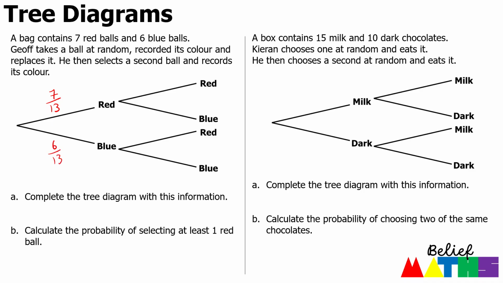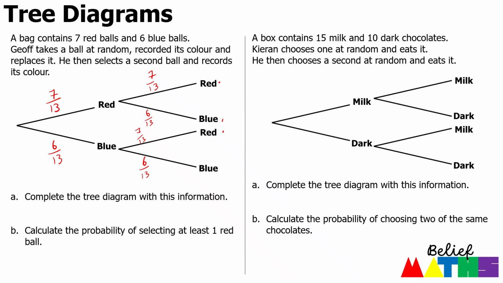And then we know that every one of these is exactly the same: 7 out of 13, 6 out of 13, 7 out of 13, 6 out of 13. Now it says work out the probability of selecting at least one red. So I want this one, or this one. This is the only one I don't want because that's 2 blues.